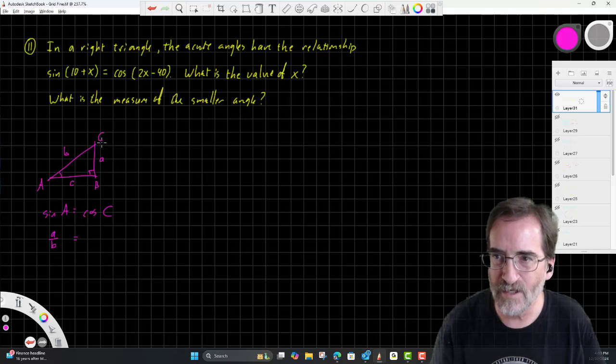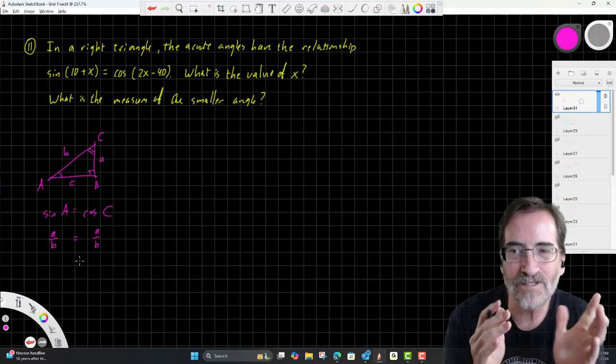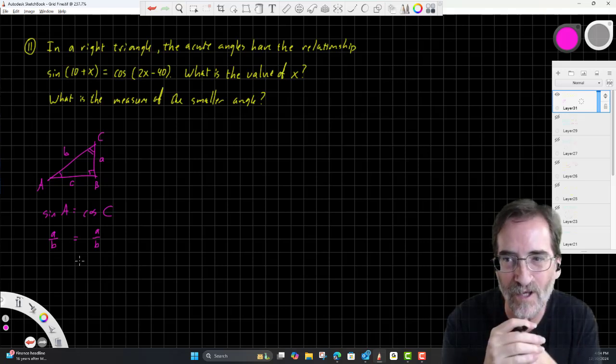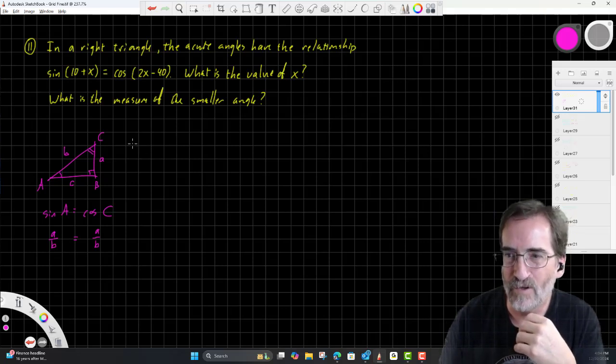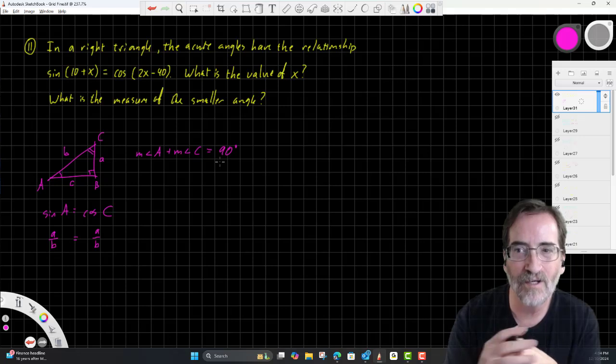Cosine of angle C, now this is the reference angle, is adjacent over hypotenuse, which is a over b. So both sine A and cosine C are little a over little b. So the sine of one of the acute angles is equal to the cosine of the other acute angle. Now there's another relationship in these angles here. The acute angles of a right triangle, the measure of angle A plus the measure of angle C, is 90 degrees. They add to 90 degrees.